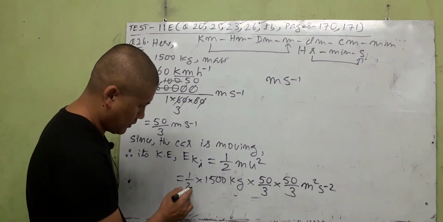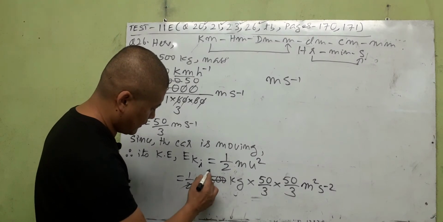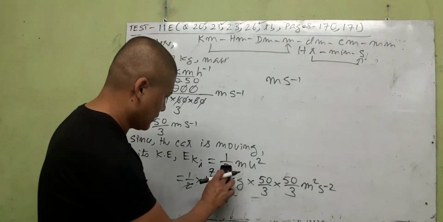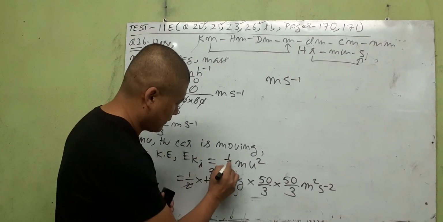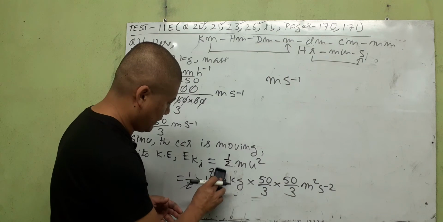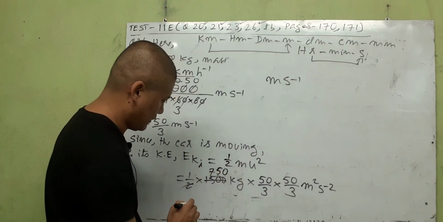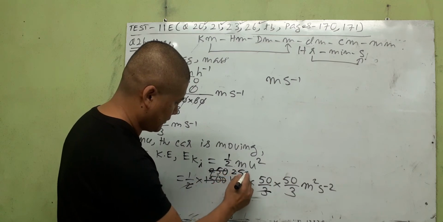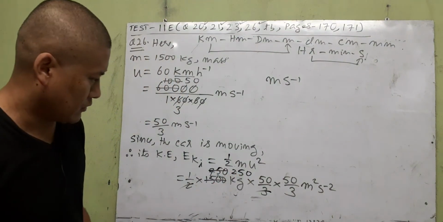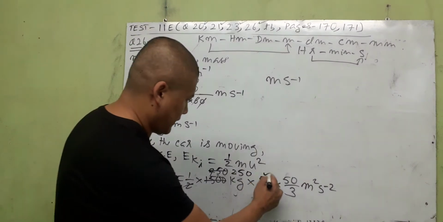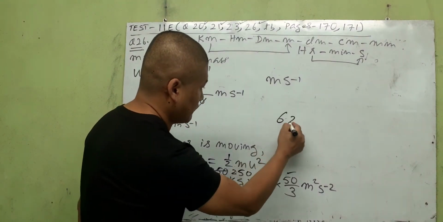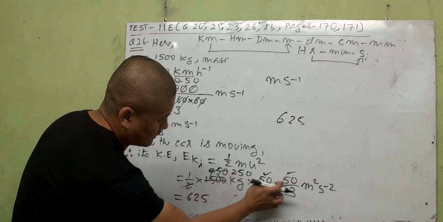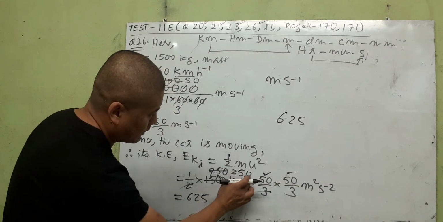Half of 1500 is 750. Then 3 2s are 6, 3 5s are 15. So 5 5s are 25, 25 and 25, 625. So let's write that 625 for this part. 25 into 25 is 1250 (625 times 2).